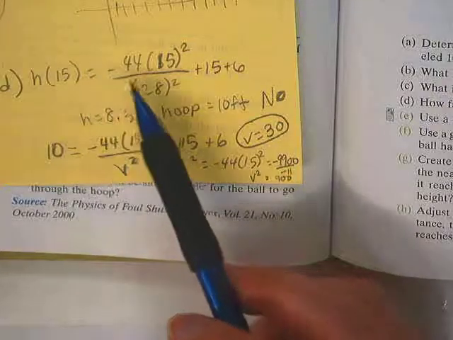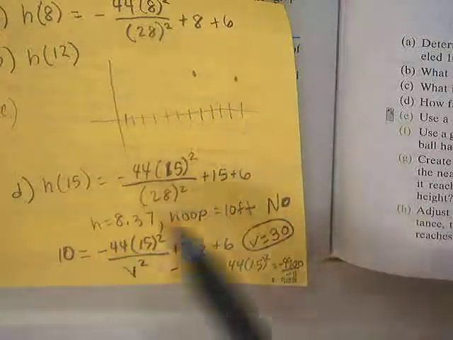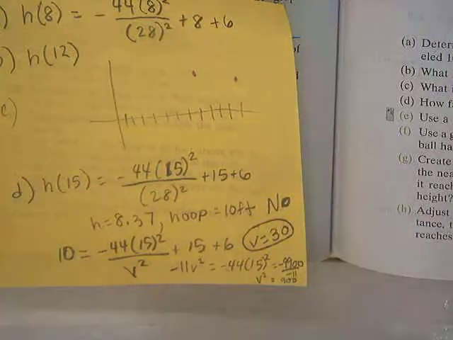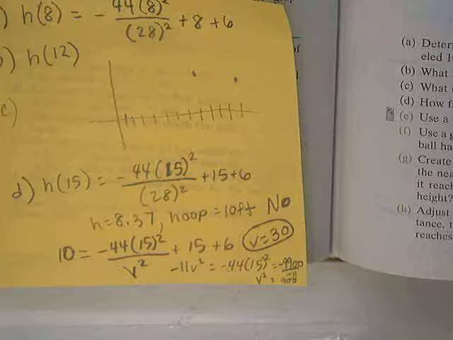So you should be able to go back and do parts A, B, and C. I did part D for you. But parts A and B are just plugging in the numbers like I did the 15. And then part C is just graphing the points you found, making a graph that represents the path of the ball.